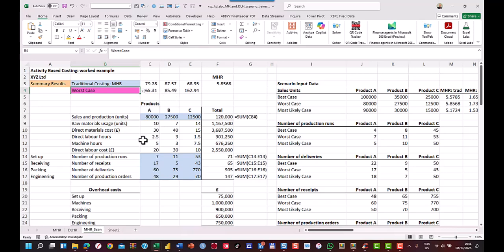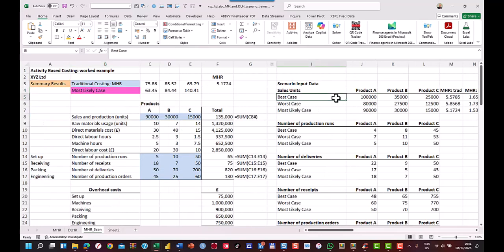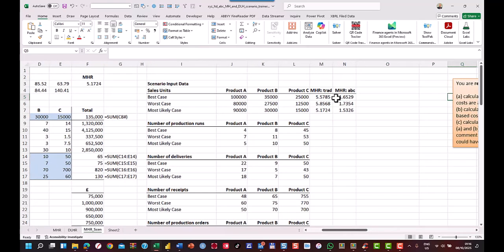How did I do it? Well, all I did was, over on the right-hand side, I set up my scenario input data. It's not a massive change, but I needed to set up in this way. So we want products A, B and C. This is the current state of affairs. Most likely, you might even call it the base case: 90, 30, 15. But let's get ready in case something marketing does or production does changes things, such that production of A falls to 80,000, B to 27,500, and product C to 12,500.